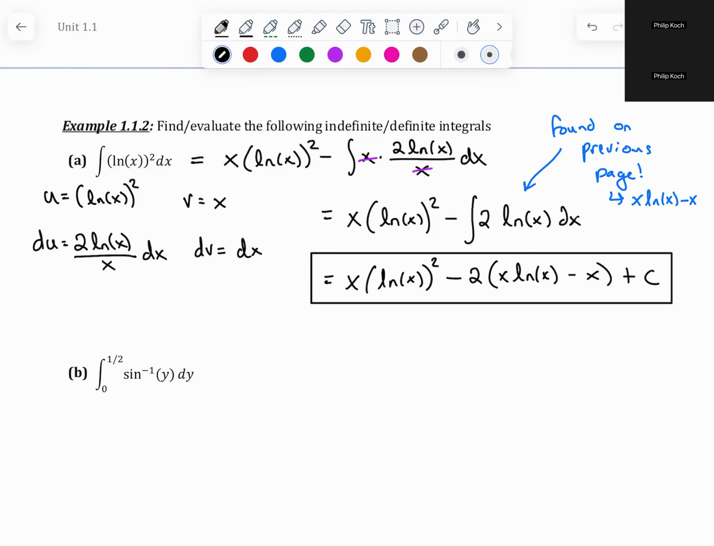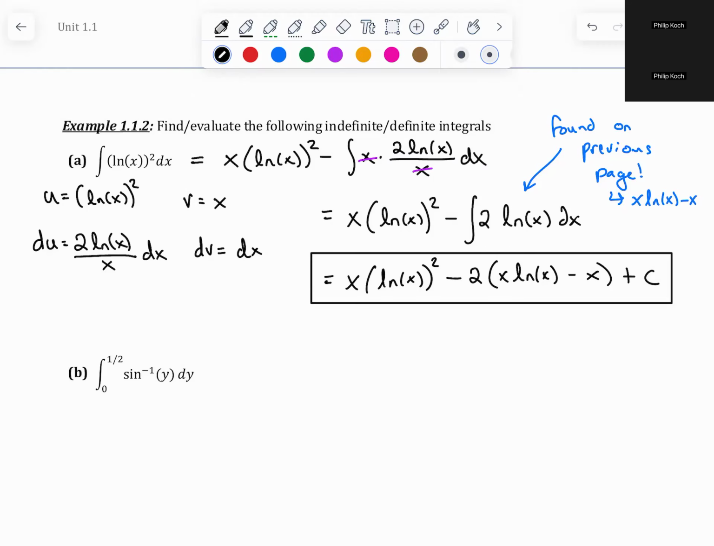And since there's nothing left inside of our original integrand to make dv, dv is equal to dx, which means that v is equal to x. So the integral of u dv is equal to uv minus the integral of v du. So it's going to be x natural log of x quantity squared minus the integral of v, x, du. So 2x, 2 natural log of x over x. The x's cancel, and 2 is just a constant. And we learned what the integral of natural log of x is on the previous page. The antiderivative of natural log of x is x ln x minus x.